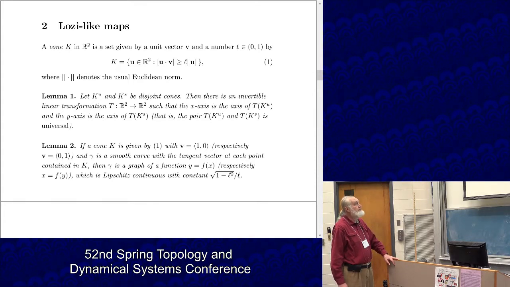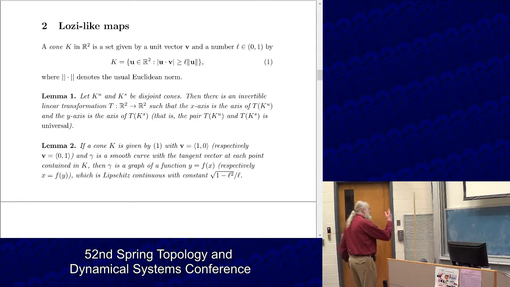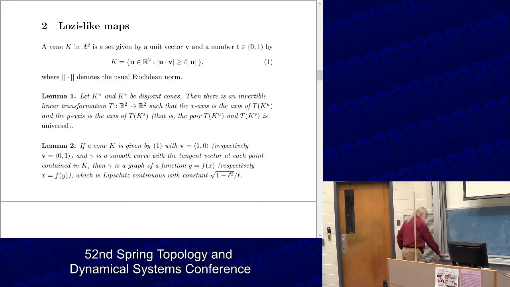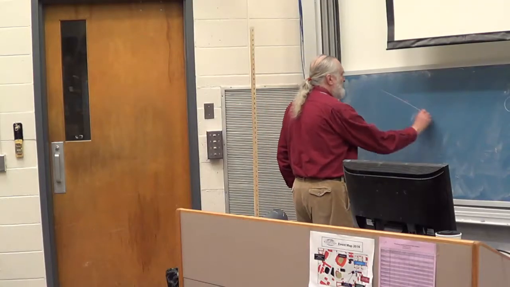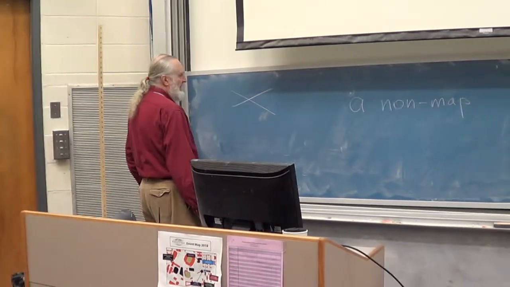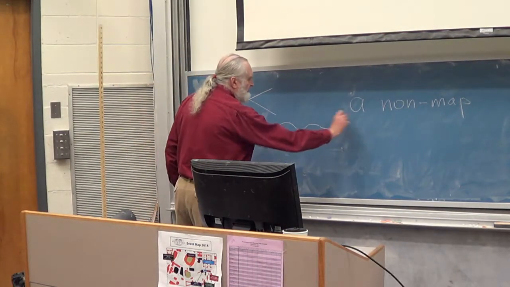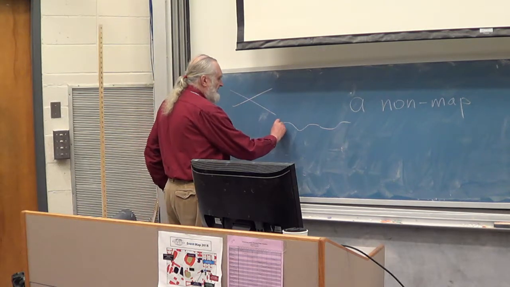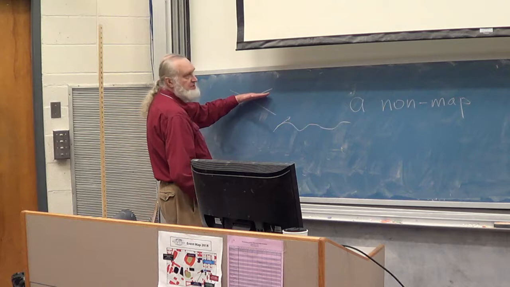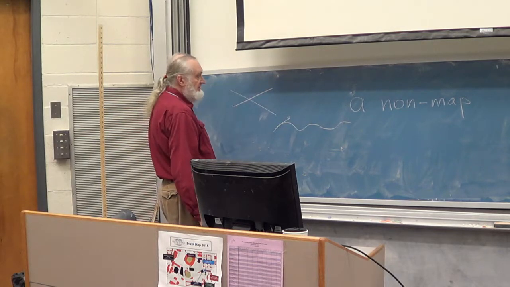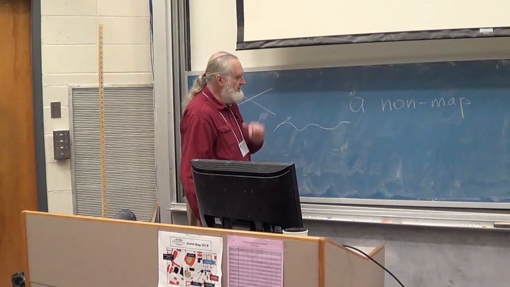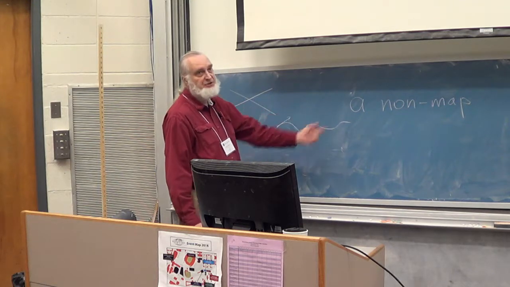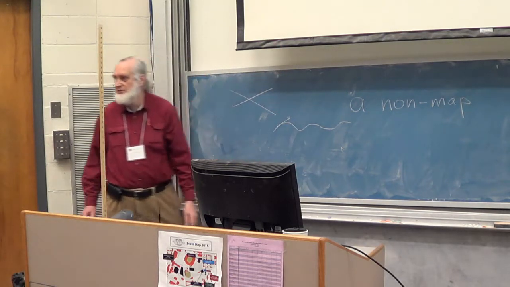Now, the point of lemma 2 is that if you have this cone, and some curve in the plane such that the tangent vector to this curve is always in this cone, then this curve is a graph of a function with a Lipschitz constant, which you can explicitly compute.